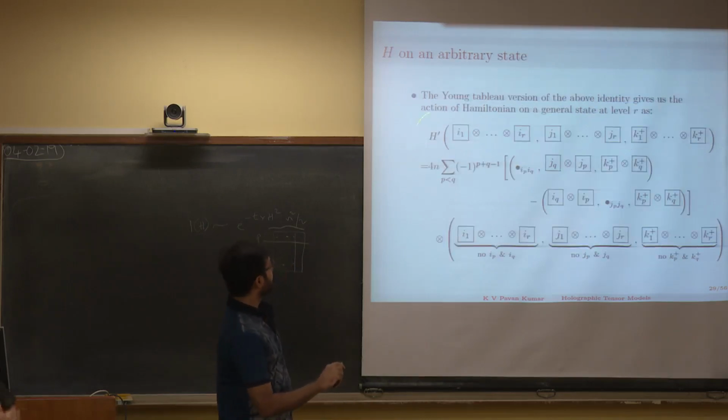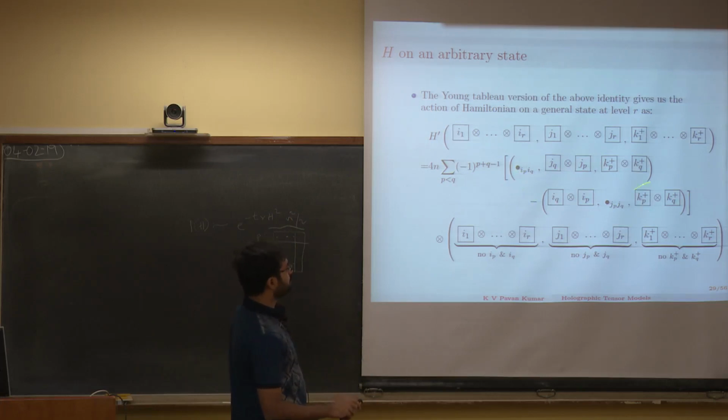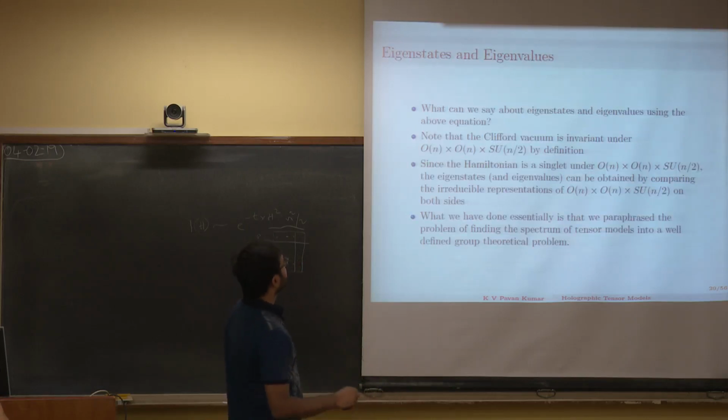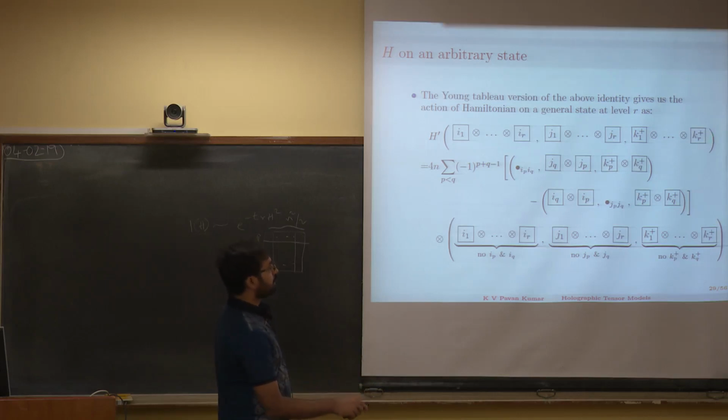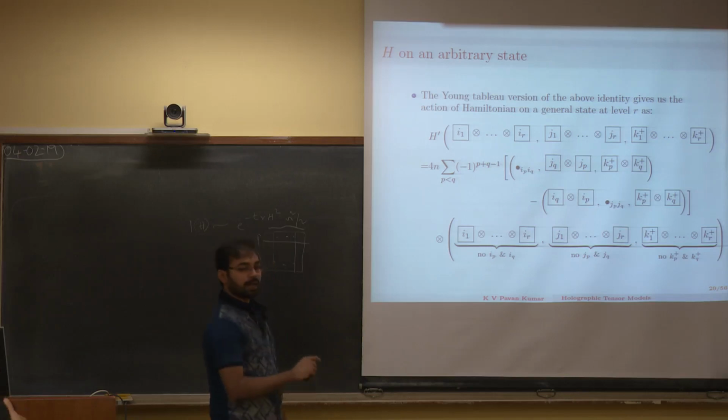In the Young tableau language, the action of the Hamiltonian on a generic state is given like this. Also, this H prime is where I just removed the constant and put it in the H. By this dot we mean the traces. And also there's supposed to be a Clifford vacuum here, which I forgot to put. Once we have this equation, the immediate question is how can we find the eigenstates? To do that, first we note that the Clifford vacuum is invariant under O(N) times SU(N) by 2, and also H prime is a singlet under O(N) times SU(N) by 2. So to find the eigenstates, we just compare the representations here and here. The representations on the right hand side are a subset of the representations present here. So some of the eigenstates have a 0 eigenvalue, obviously.